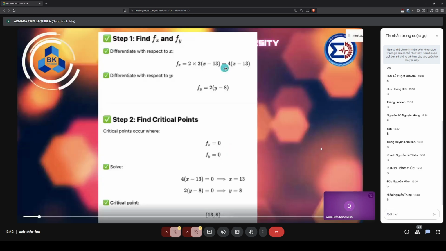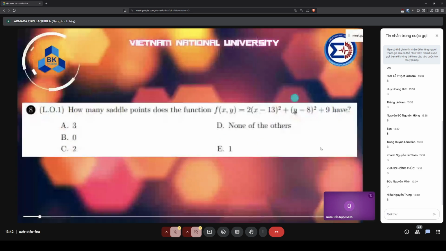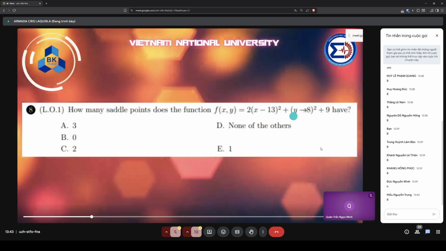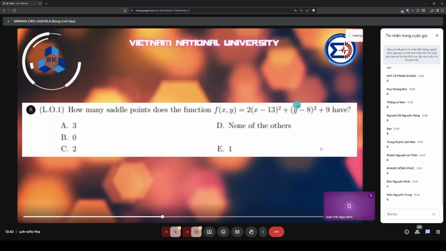And now for your y, this one becomes 0 and the 9 there becomes 0. So only this term will produce the derivative with respect to y. So 2 times your y minus 8, and then your 2 becomes their 1. And then additionally you multiply the derivative of what's inside in the parentheses, which is equal to 1 only because this is only 1. Yeah, that's it.